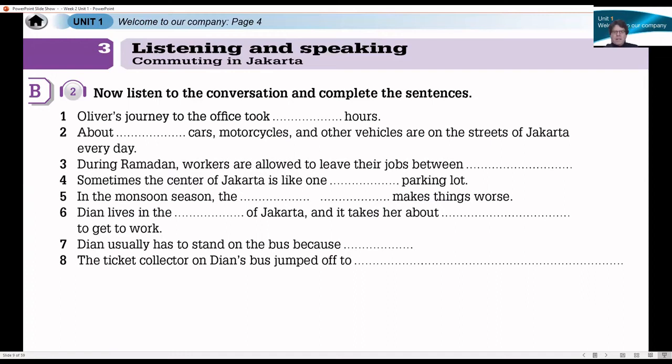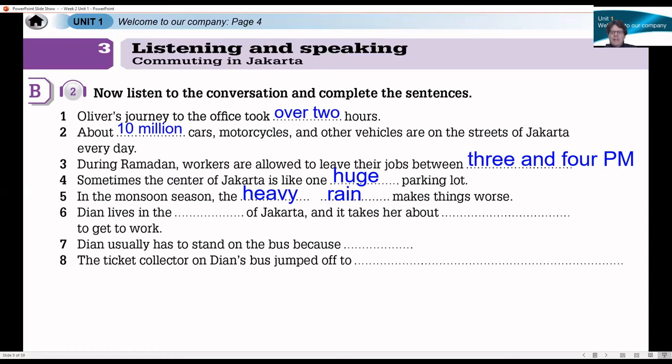Okay, Oliver's journey or commute to the office took over 2 hours. About 10 million, that's 6 zeros, cars, motorcycles, and other vehicles are on the streets of Jakarta every day. During Ramadan, workers are allowed to leave their jobs between 3 and 4 p.m. Sometimes the center of Jakarta is like one huge parking lot. In the monsoon season, the heavy rain makes things worse. Diane lives in the suburbs, and it takes her about 90 minutes or an hour and a half to get to work.